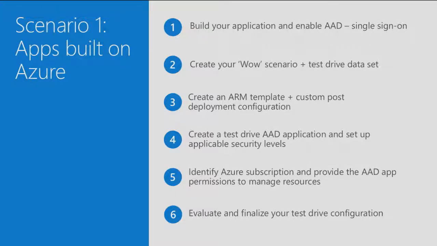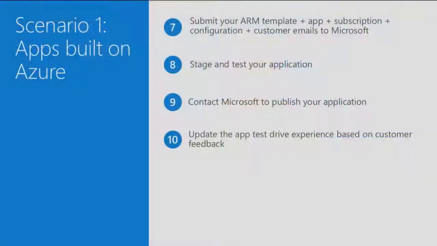And finally, you actually evaluate your trial, make sure it all works end to end. You test it. You bundle all of this together, which includes your ARM template, your AAD application that actually has access to the subscription in which you want these apps to run, the customer emails that Microsoft will send out when a customer takes these test drives, and any other metadata that makes up your app profile that actually shows up in AppSource.